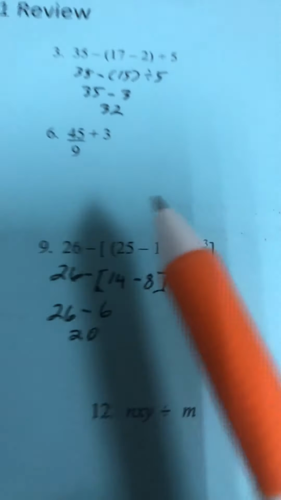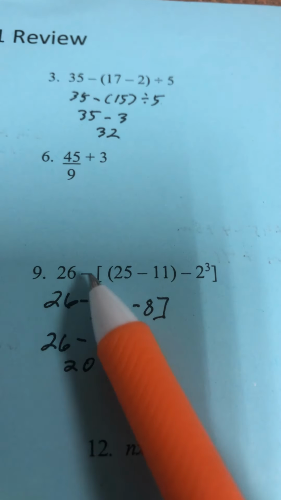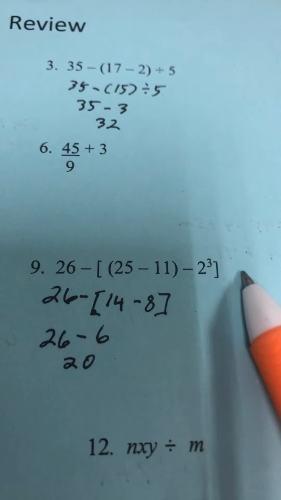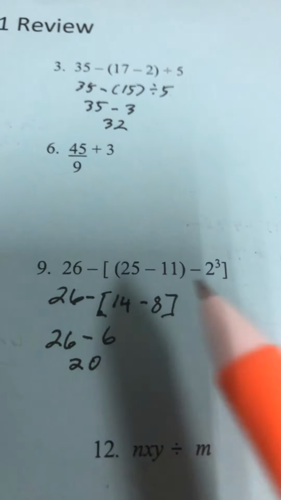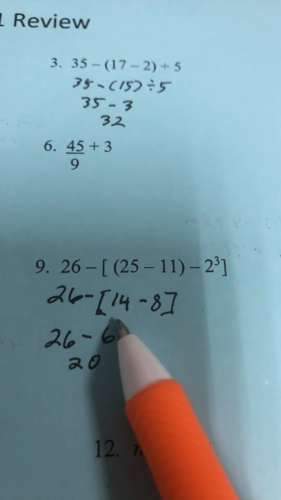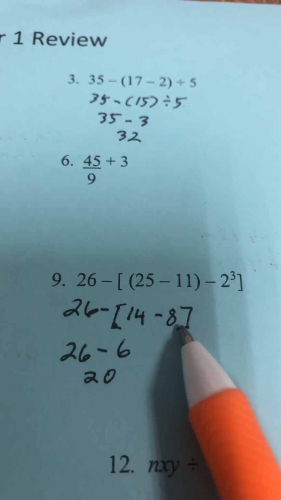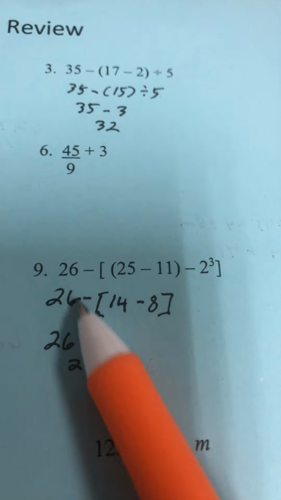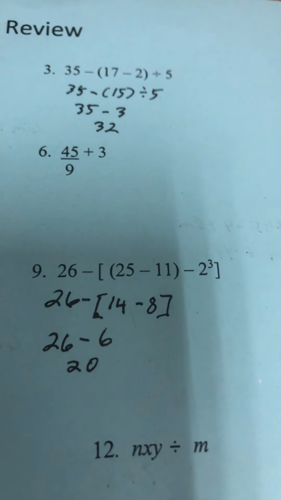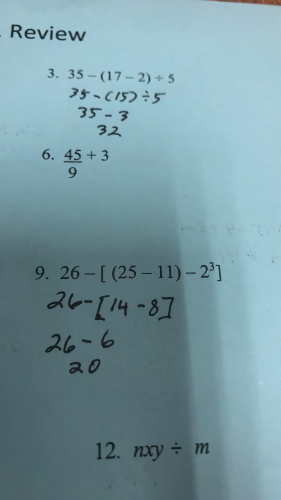Number 9, I do the innermost parentheses. These brackets are just like additional parentheses. So I do what's inside here first. I get 14. I went ahead and did the exponent too. So then I could do what's in the next set of parentheses. Just keep bringing this down. And then I get 26 minus 6 and I get 20.